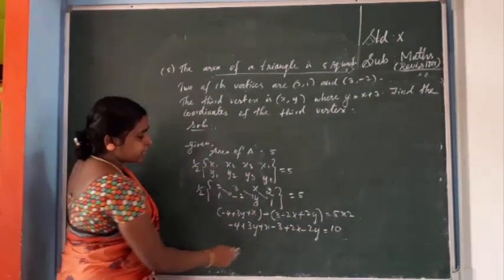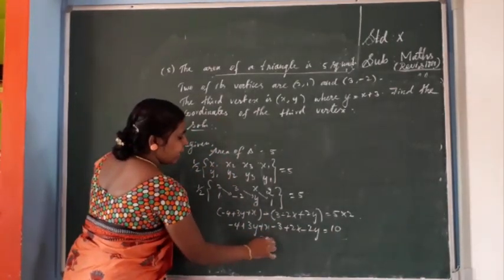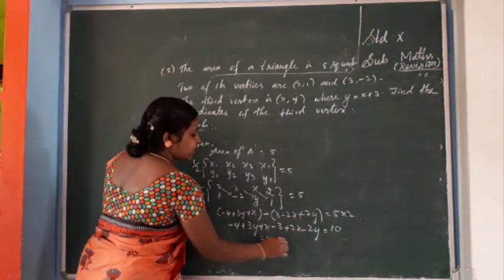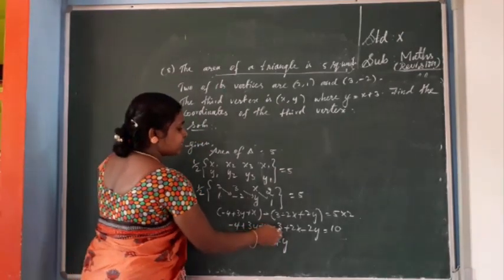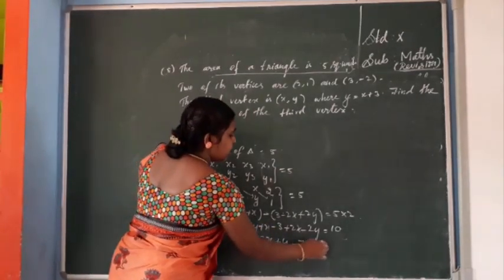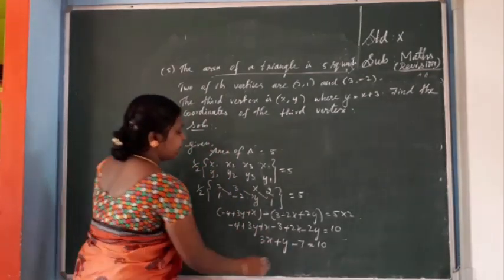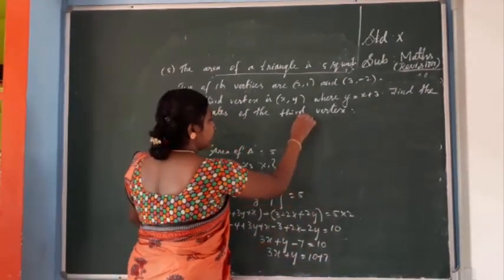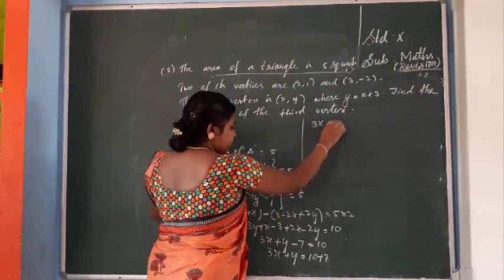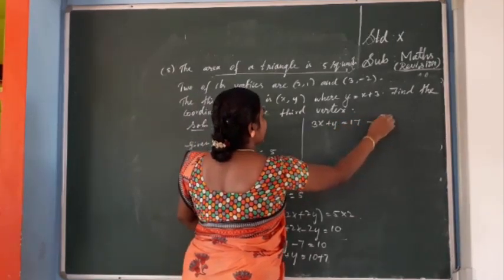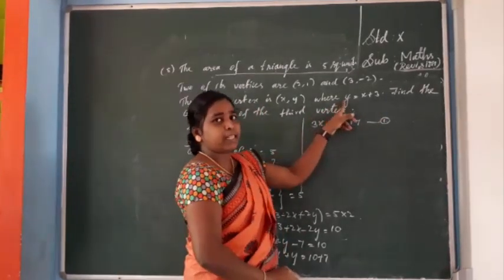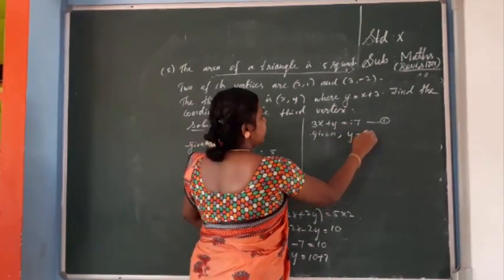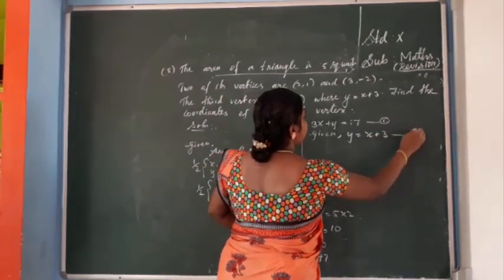Now you arrange it. First the x terms: x plus 2x is 3x. Next 3y minus 2y is plus y. Then -4 minus 3 is -7, equal to 10. Now you take the -7 to the right hand side. So 3x plus y equals 10 plus 7, so 3x plus y equals 17. That's equation 1. One more equation is given in the question, that is y equals x plus 3. This is equation 2.